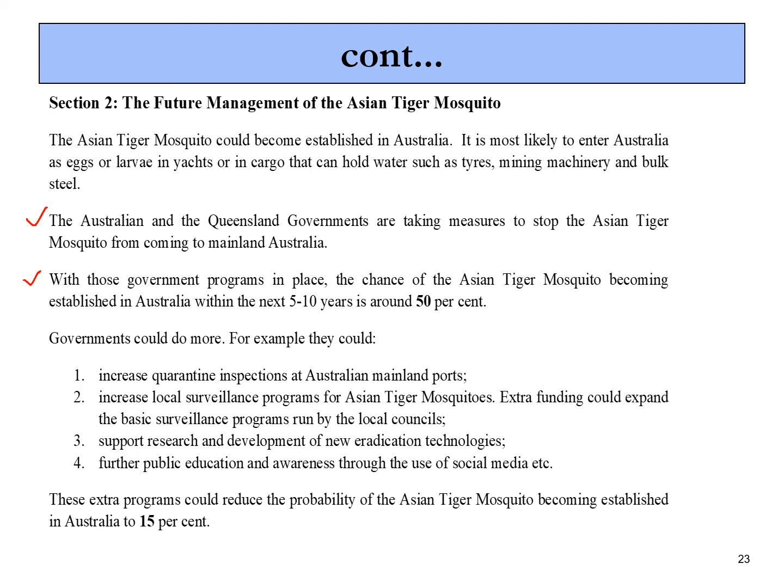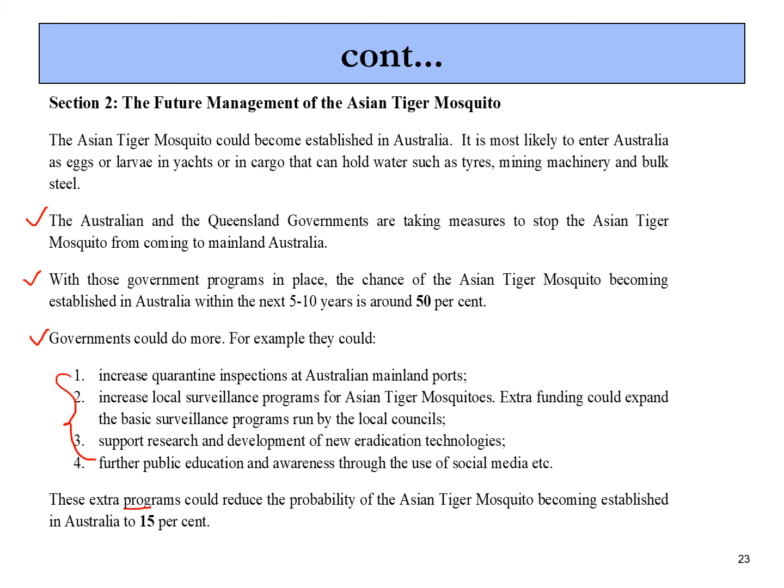However, here you have to somehow propose your own solution. You can say here the government could do more. For instance, these are some of the programs that you are planning to propose to your respondents. These extra programs could reduce the probability of the Asian tiger mosquito becoming established in Australia to 15%.